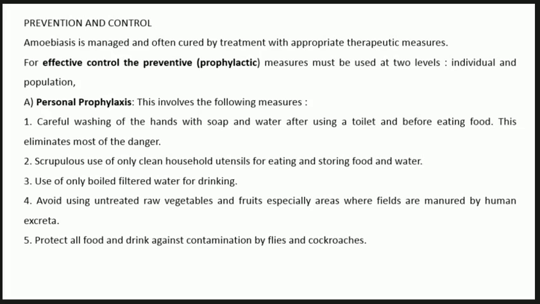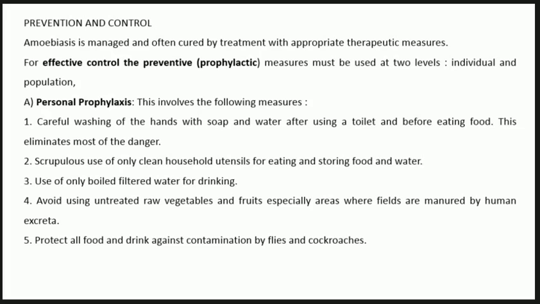So what kind of measures should we have? And these measures should be not just on the individual level but also at the large scale or population level. This effective control is called prophylaxis. We will have two types of prophylaxis, meaning control and prevention: personal prophylaxis and community prophylaxis. So prophylaxis means effective control or preventive measures.